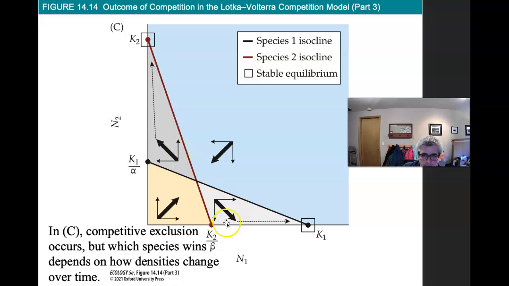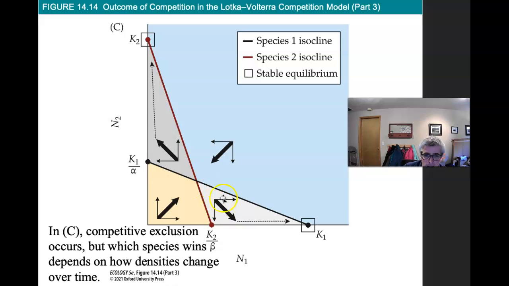And so if we wind up in this space here, this would be below the isocline for species 1, which is plotted here, K1 through K1 divided by alpha. So we wind up here, it's below the isocline for species 1, so species 1 will increase, go this way. That's above the isocline for species 2, which is plotted here, K2 divided by beta over K2.